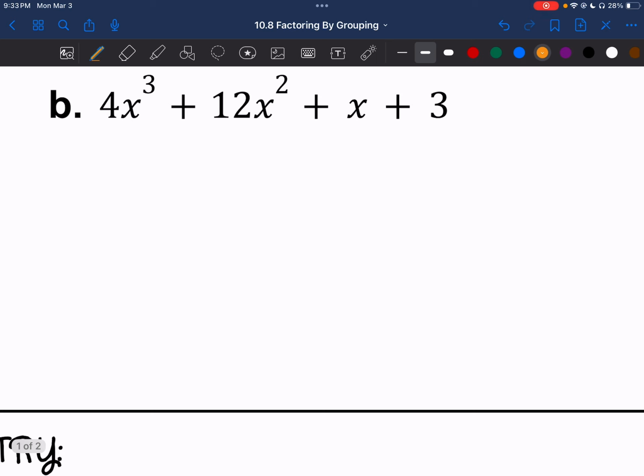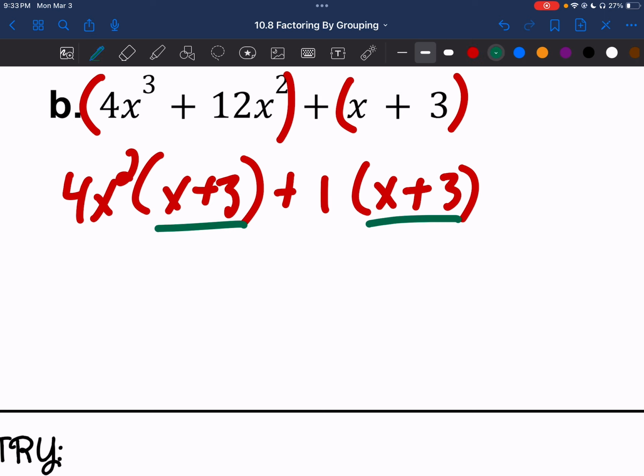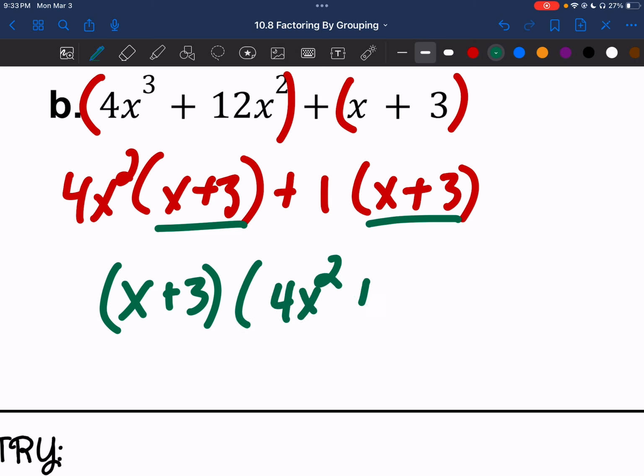All right, letter B. We have 4x cubed plus 12x squared plus x plus 3. So first two terms, last two terms. My first two, 4x cubed and 12x squared, my common factor is a 4x squared. What am I left with? x plus 3. And then we've got plus x plus 3, common factor is a 1, x plus 3. Now we take out our common term of x plus 3. And what are we left with? We're left with 4x squared plus 1.